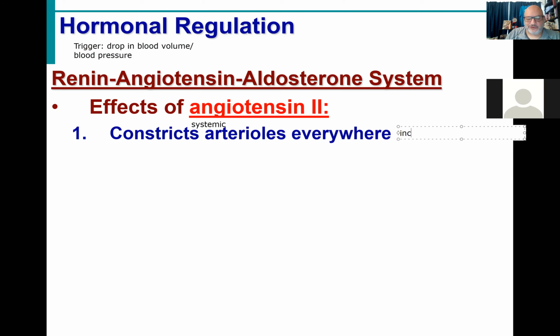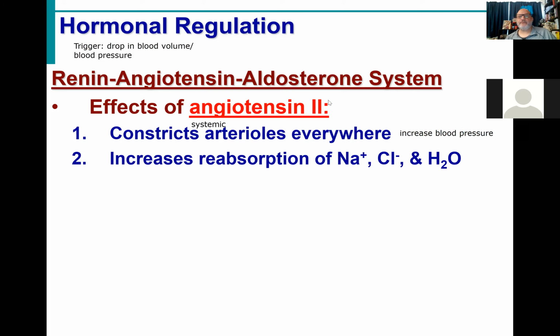All right. It's going to increase our blood pressure. Excellent. In the kidneys, it is going to increase the reabsorption of sodium, chloride, right, and water. So obviously, if we're reabsorbing water, if we're reabsorbing sodium and chloride, then of course, as we know, water is going to follow those. So both directly and indirectly, it is leading to an increase in water reabsorption, which is going to increase our blood volume.